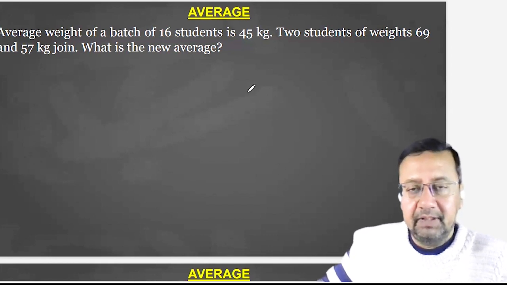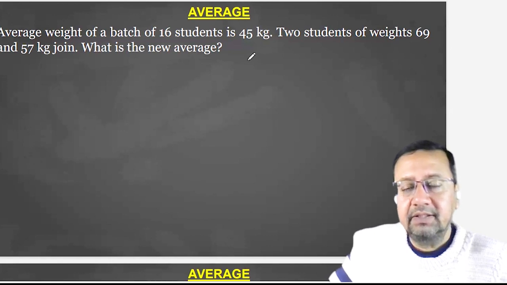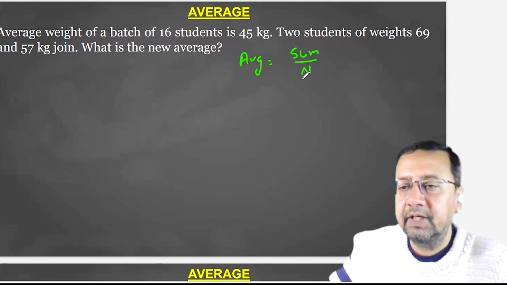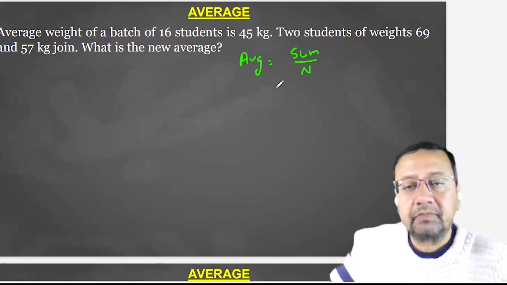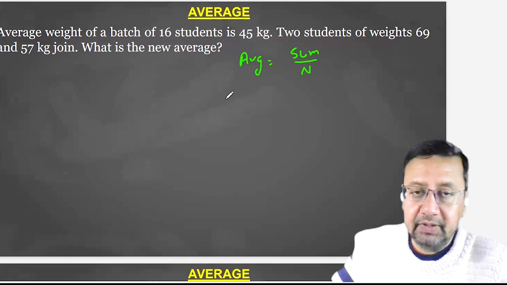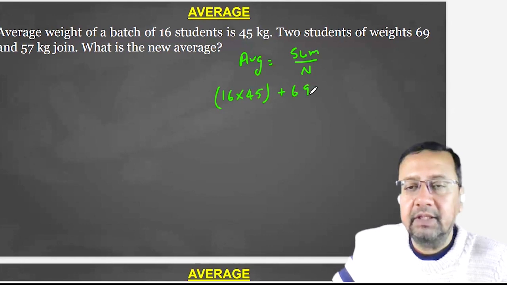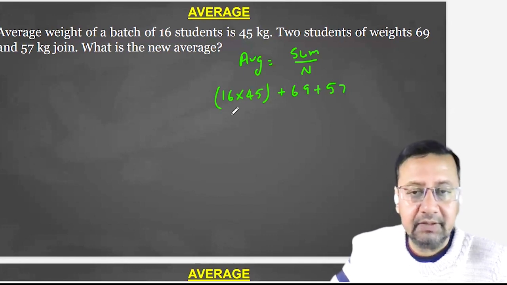Okay, so the method Ashna had just discussed: we have average equal to sum divided by number, right? Now 16 students have a 45 kg weight. So 16 into 45, right? This multiplication I need to do, plus two students are joining, 69 kg plus 57 kg. Total weight of the class is this.